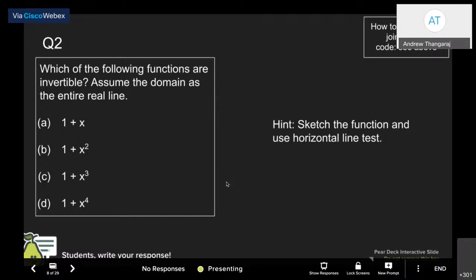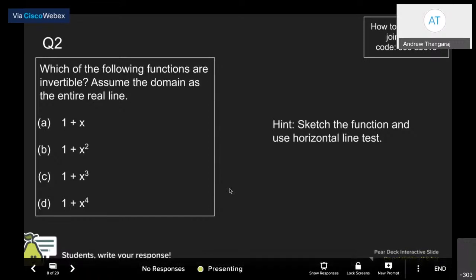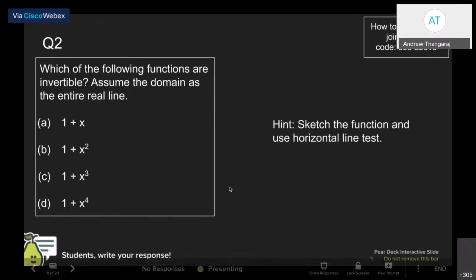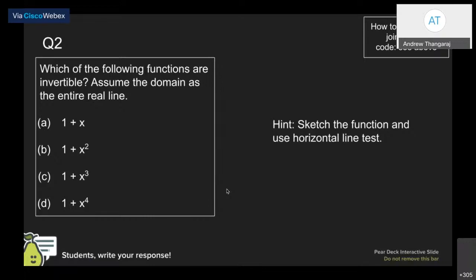Okay, so here's the question. I'll let you put in your response, and it's a text response. It's not a choice. There are choices, but you may have multiple things right. So if you think A and B are right, you put A comma B. If you think A, B, C, D all are right, you can put A comma B comma C comma D.